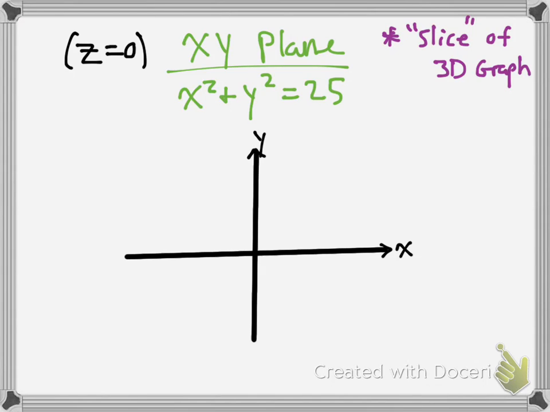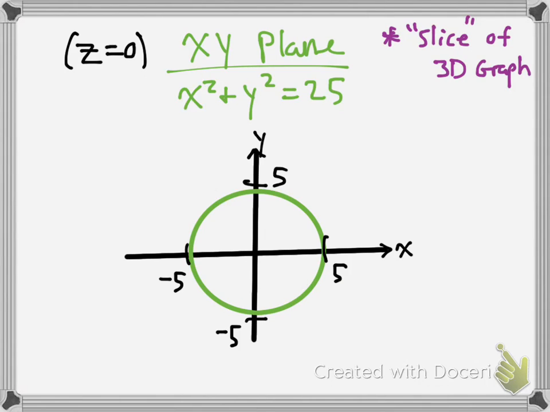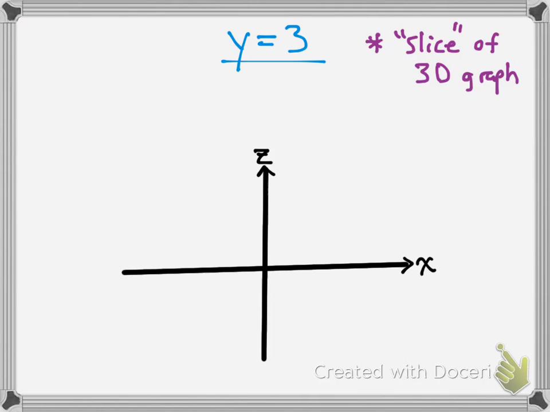Same thing, you should know that the radius is still 5, because the square root of 25 is 5. So our circle would look something like this. Boom. And that's a 5, that's a 5, that's a negative 5, and that's a negative 5. So that's the xy plane. Remember, just to recap, we made z equal to 0 to figure out the plane. So this is the first slice of the graph. Okay, next slice. Y equals 3.